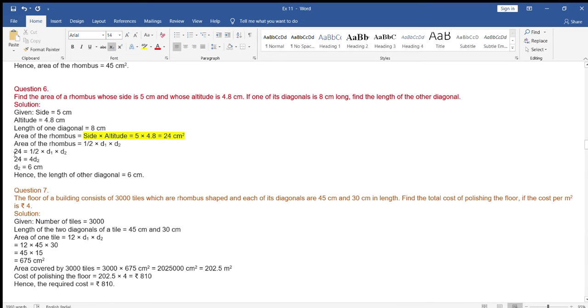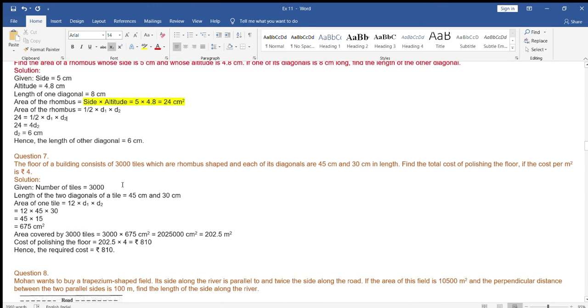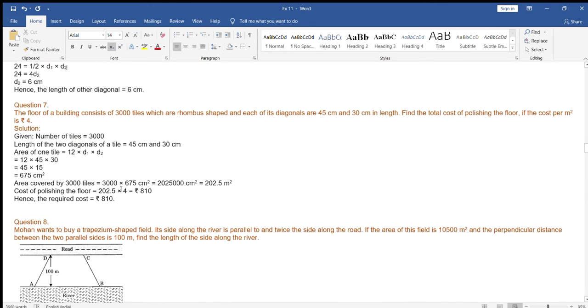We will take the area 24, which we found by the side and altitude, equals half d1 into d2. Okay, now putting the values there, we can find the second diagonal. So the length of the other diagonal is 6 centimeter. Okay, so this is up to our question number 6.